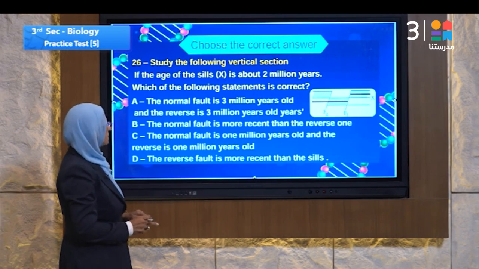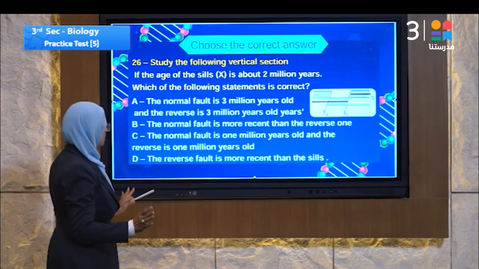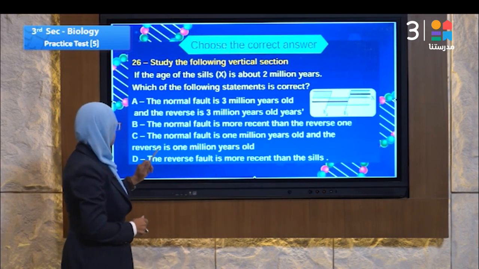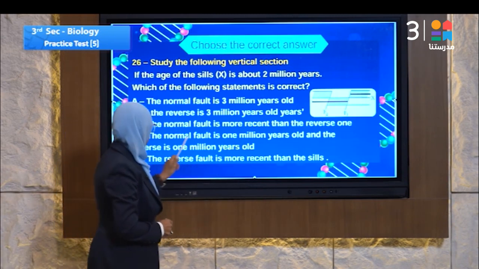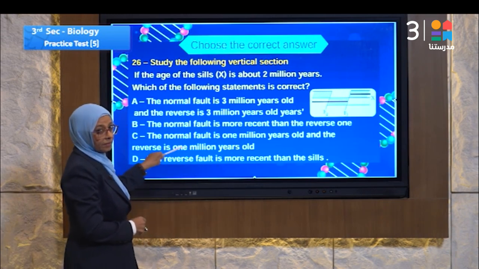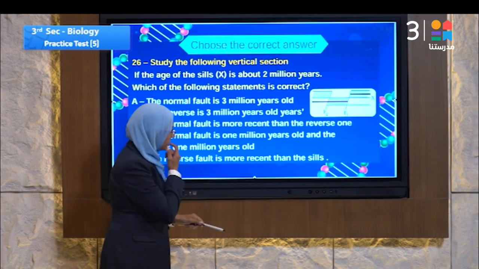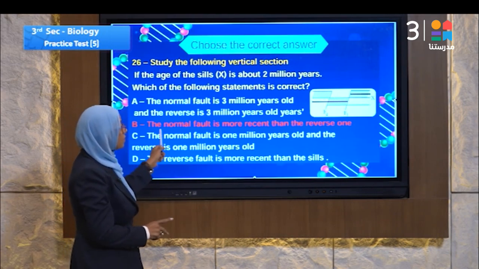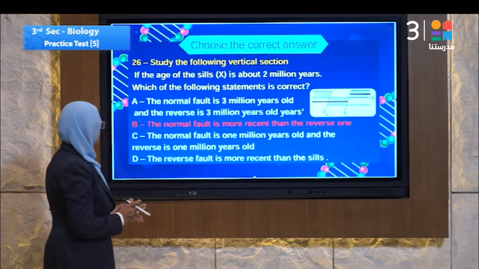Old years. That means they have the same age. I think not. The normal fault is more recent than the reverse one. C, the normal fault is 1 million years old and the reverse one is 1 million years old. They are the same. The reverse fault is more recent than the seals. No, the answer must be B. The normal fault is more recent than the reverse one. So the answer is number B.